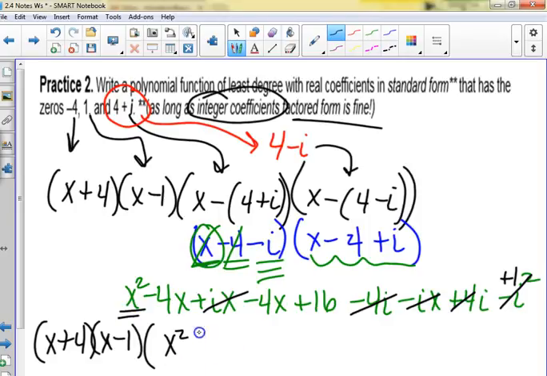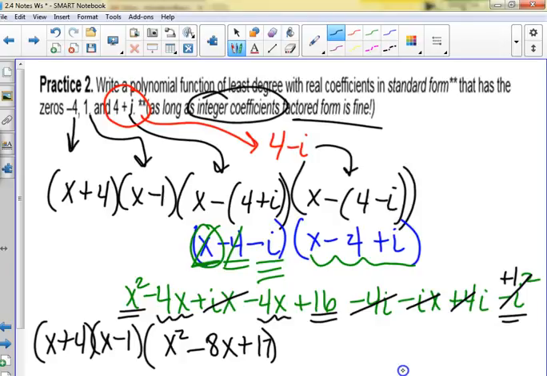X squared, a total of minus 8x. What else? Yes, there was a 16 back there, and a plus 1 is 17. 17. Yeah. Thank you. Everybody okay? Now, that's horrible, yes? It's a pain in the neck.